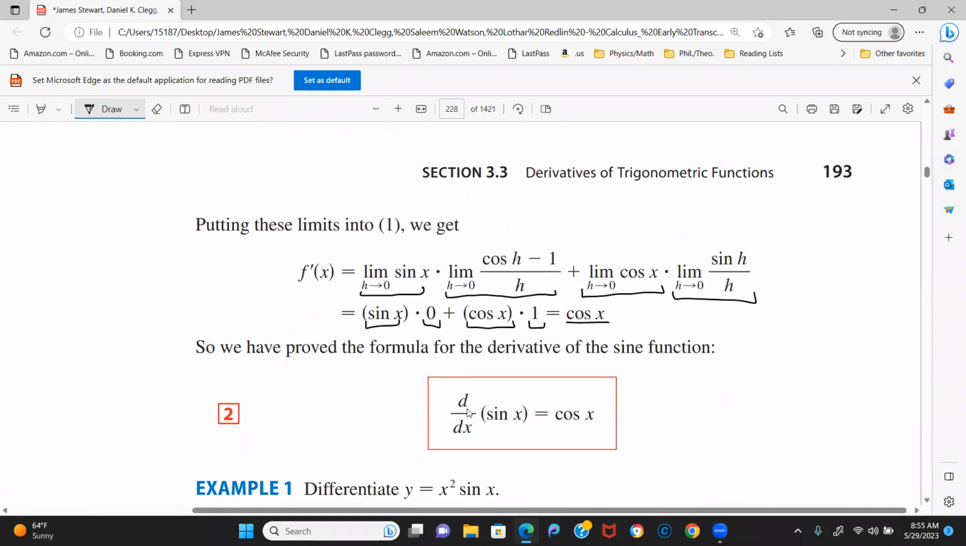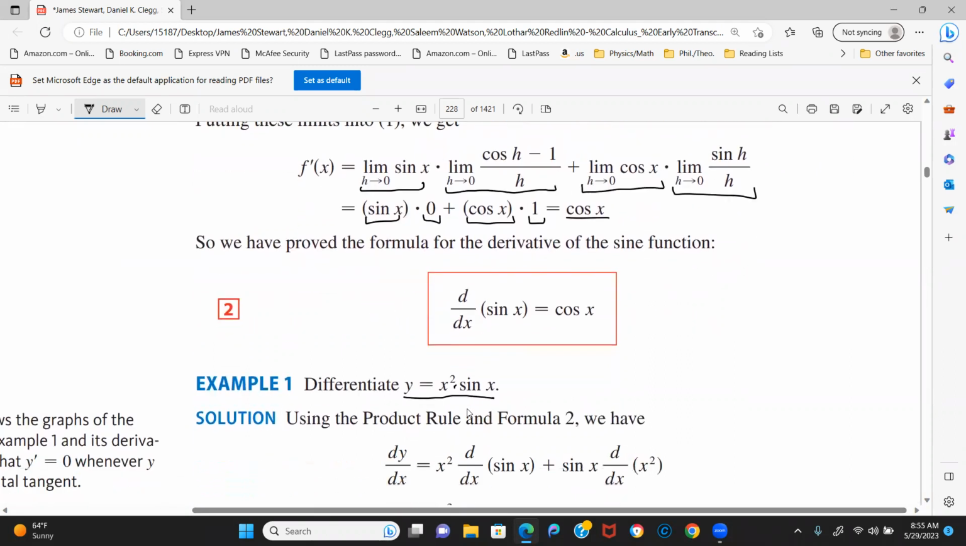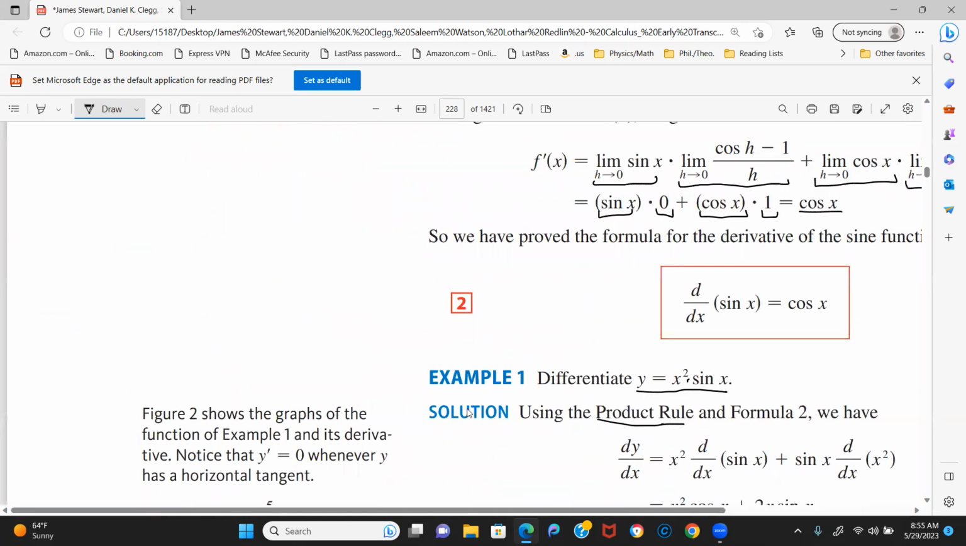So now we can work through some examples. We have this example right here. We want to differentiate x squared times sine x. So this is going to be a product of two differentiable functions. So we need to use the product rule. We're using the product rule right here. So when you take the derivative of this, I don't really like the way they're doing it. Let's do it over here.